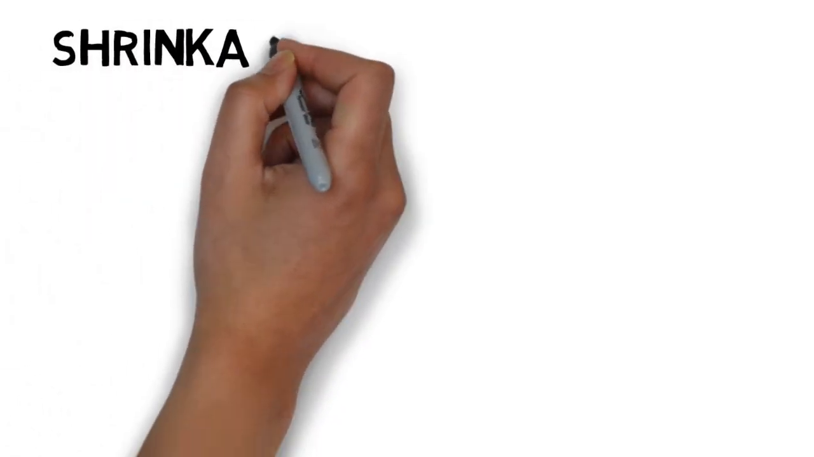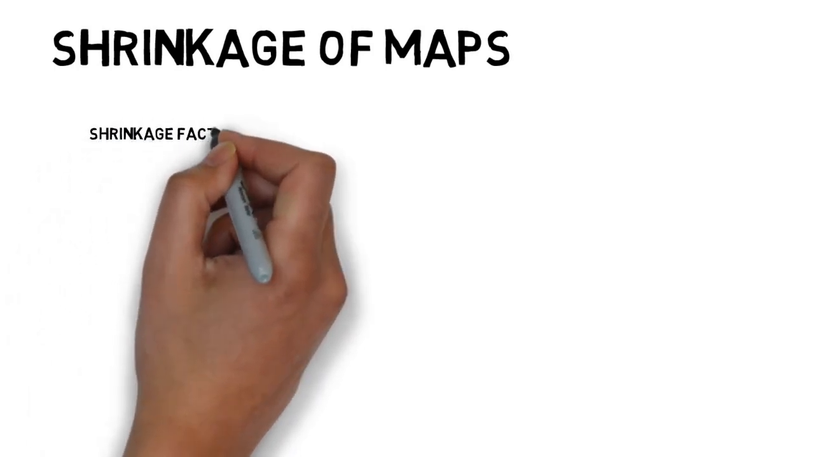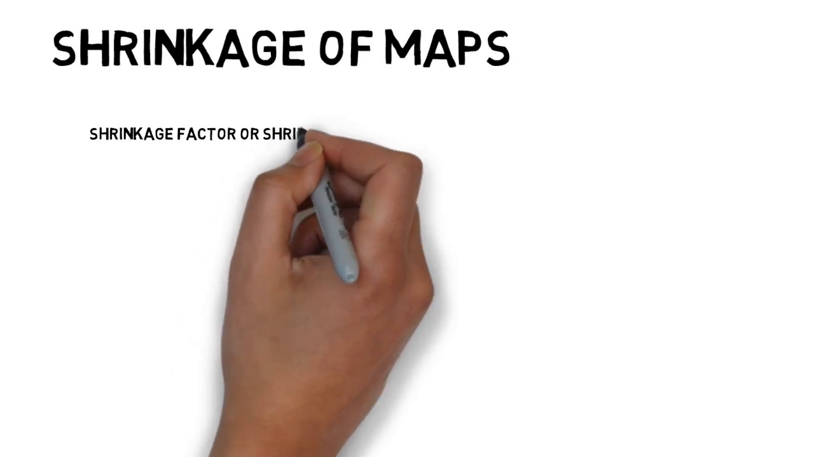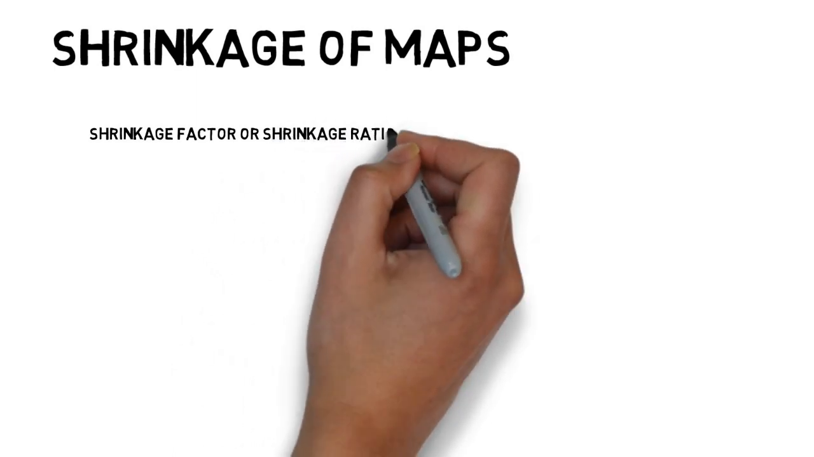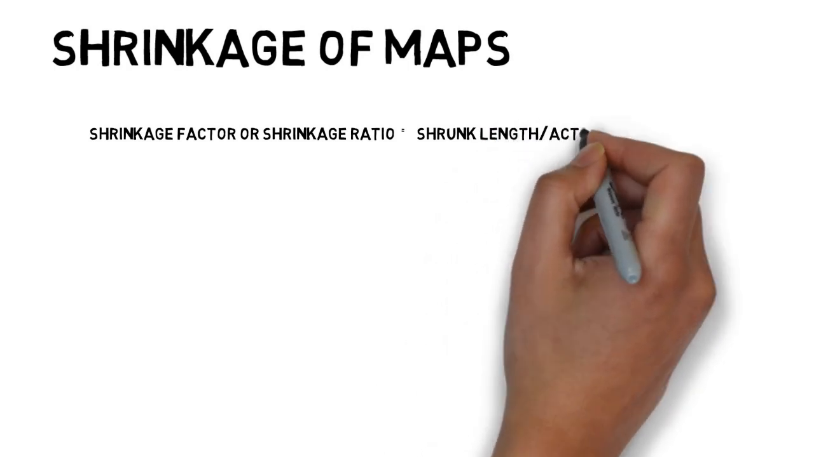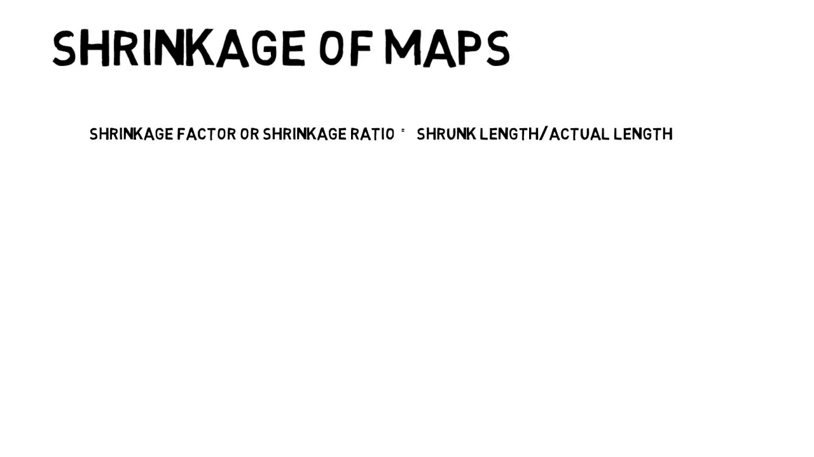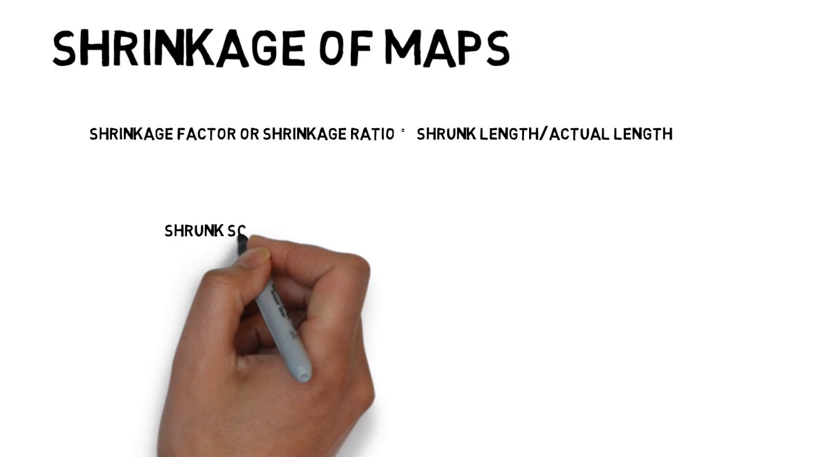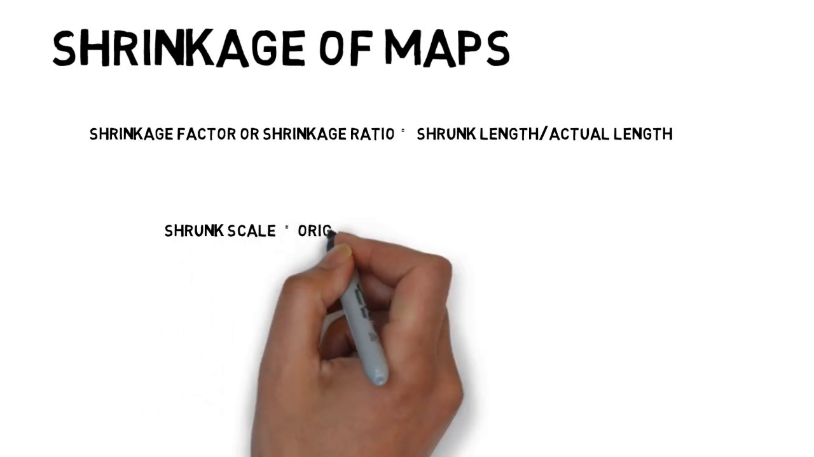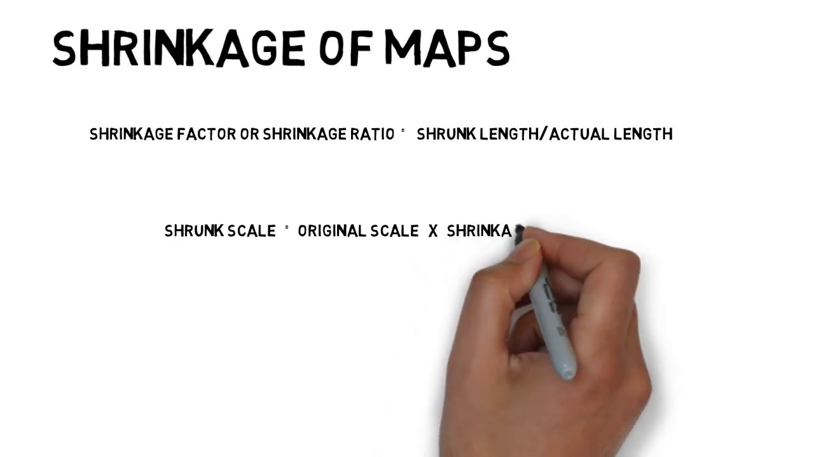Shrinkage of maps will happen due to old age of maps or maps which are exposed to atmospheric conditions. Therefore, shrinkage factor or shrinkage ratio is the ratio of shrunk length to the actual length, whereas shrunk scale is equal to original scale multiplied by shrinkage factor.